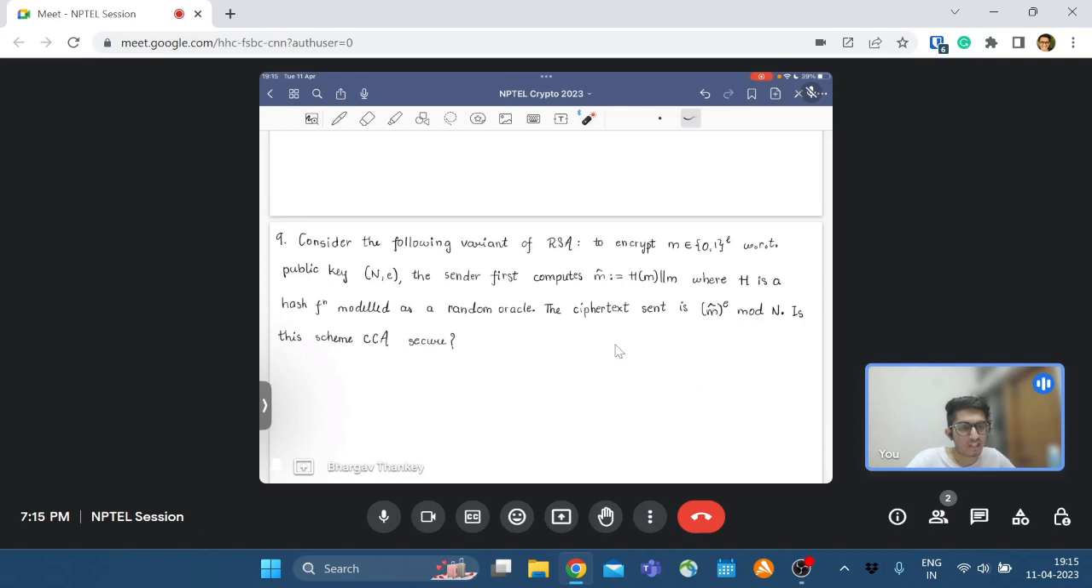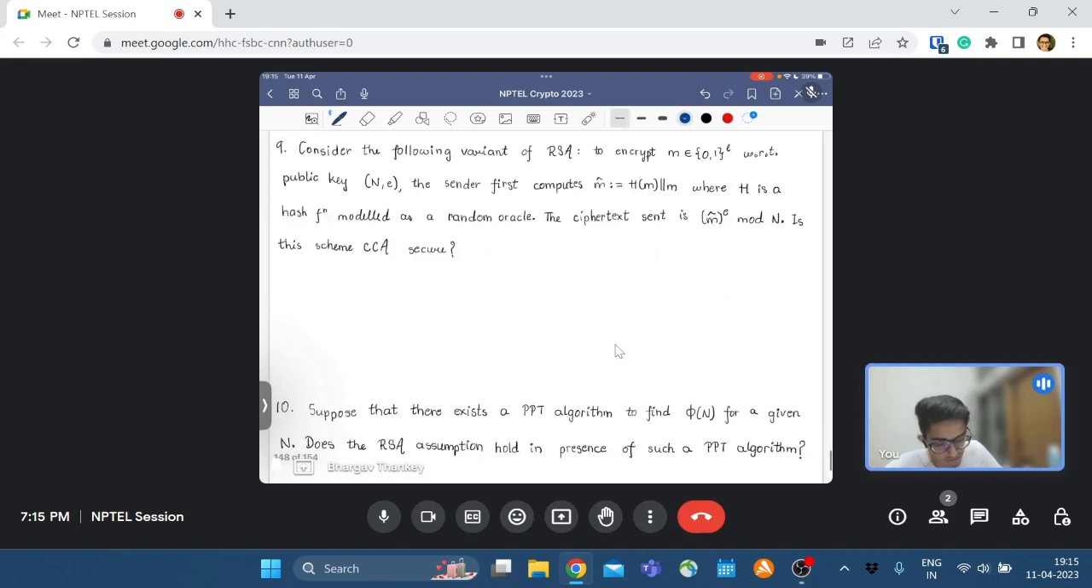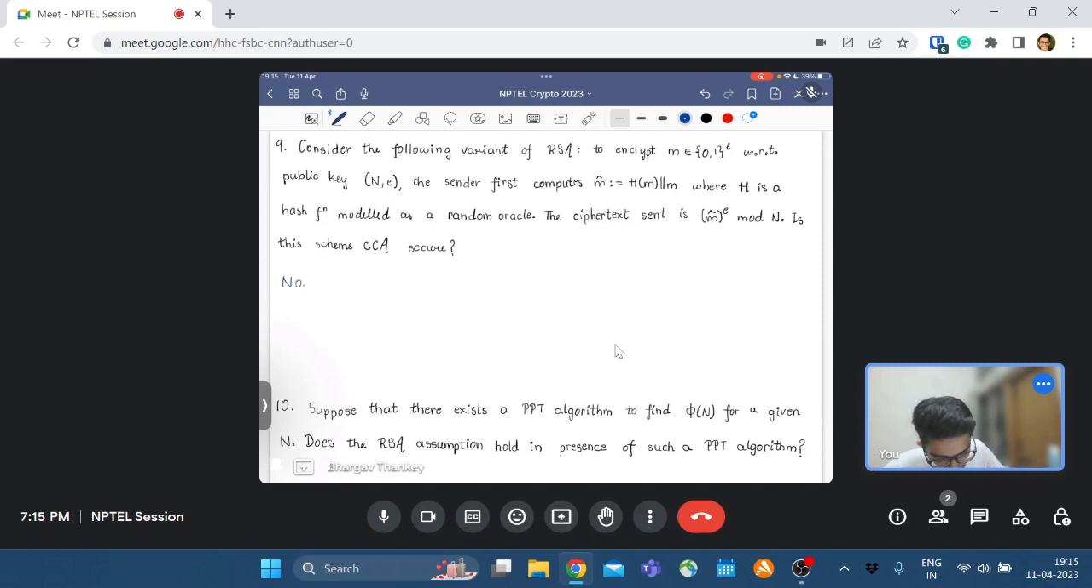So, given a ciphertext C, the receiver would compute C to the D mod N. Once it does that, it obtains H(M) concatenated with M. It drops the initial few bits of H and retains the last few bits of M. So the question is, is this scheme CCA secure? And the answer to this is very simple. It's no. The scheme is not randomized.